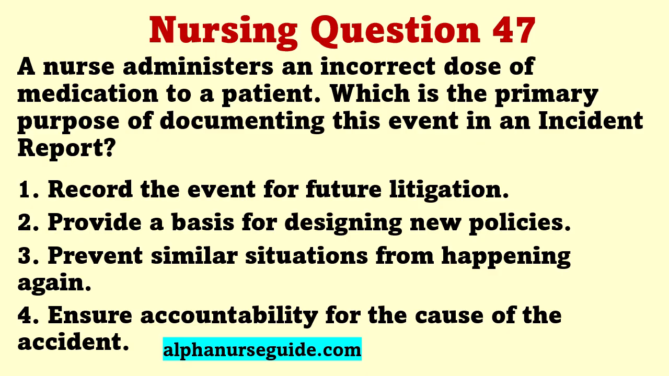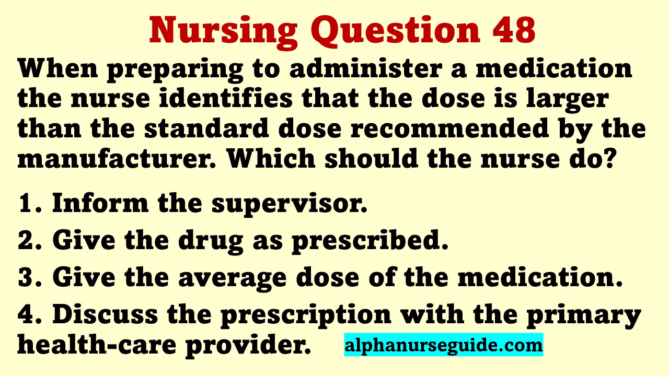When preparing to administer a medication, the nurse identifies that the dose is larger than the standard dose recommended by the manufacturer. Which should the nurse do? 1. Inform the supervisor. 2. Give the drug as prescribed. 3. Give the average dose of the medication. 4. Discuss the prescription with the primary healthcare provider.